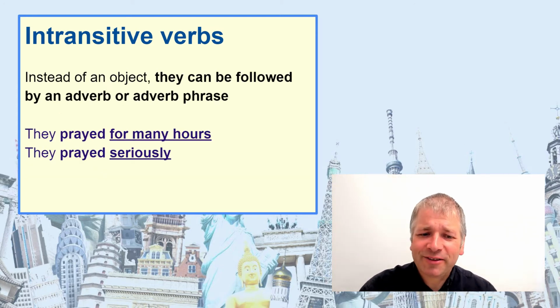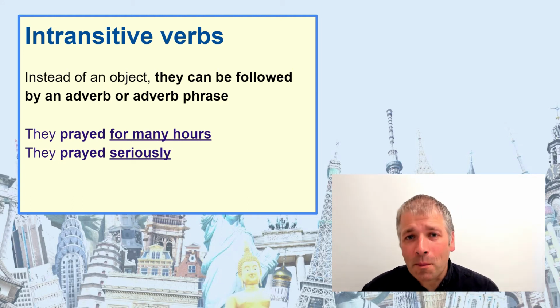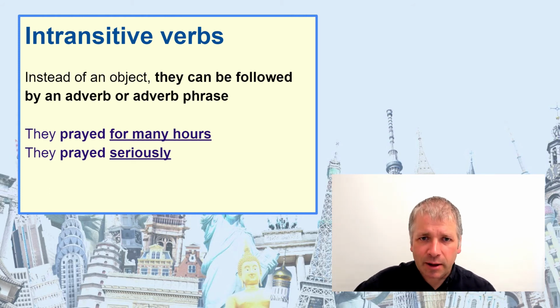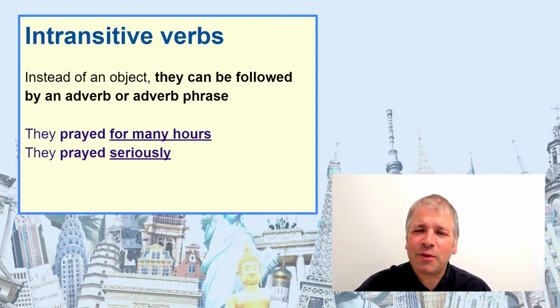Instead of an object, intransitive verbs can be followed by an adverb or an adverb phrase. Sometimes this is called an adverbial. So, for example, they prayed for many hours. So it tells us something about the time of the prayer. Or they prayed seriously. So this is a common adverb finishing ly, and it tells us about the manner of the praying. It's not an object, it's an adverb. It gives extra information about the activity.